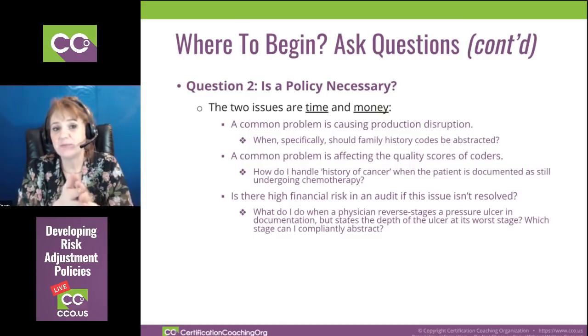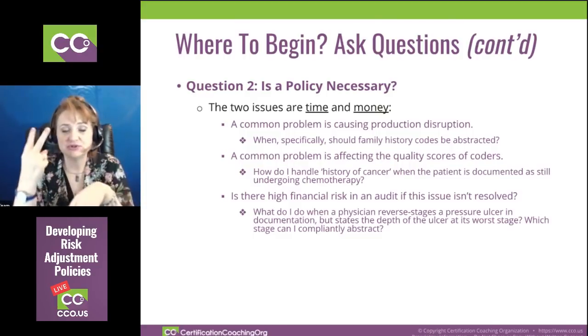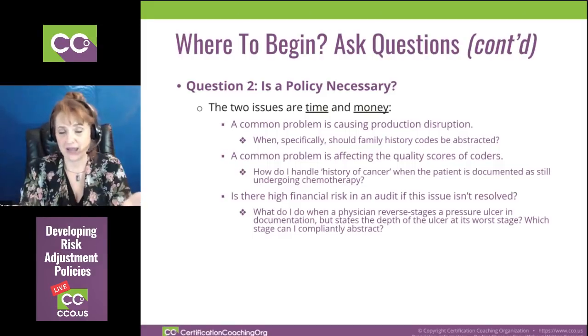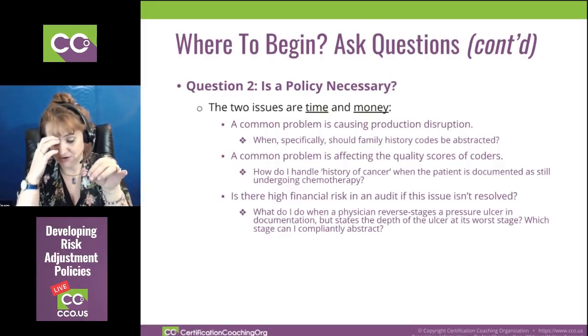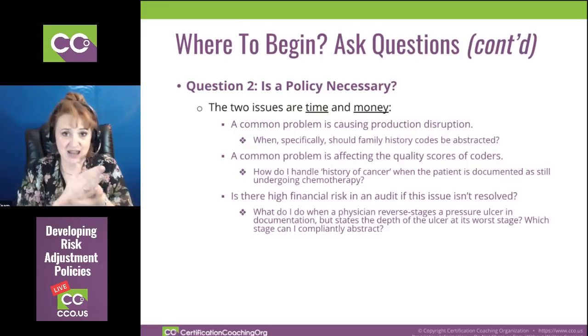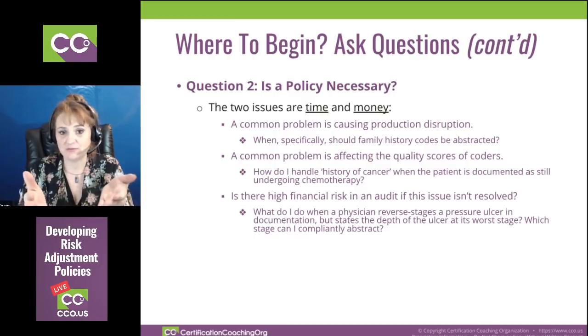Why would we even need a policy surrounding this? Well, there's two main reasons: time and money. Money predominantly is like the squeaky wheel. Everybody is needing more money, and so we want to avoid fraud and abuse, but we're not even talking about that. We want to set a standard, and money is the squeaky wheel.